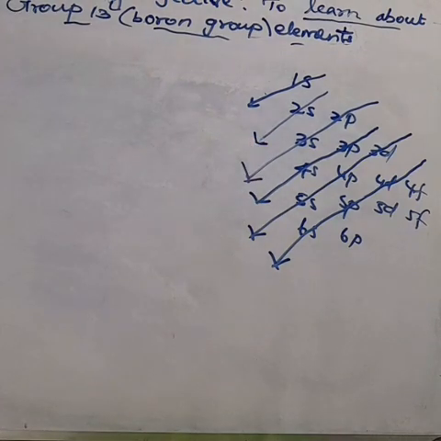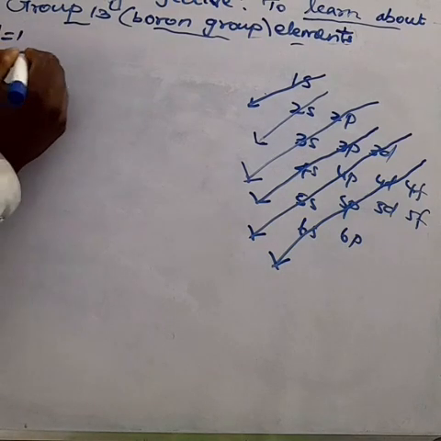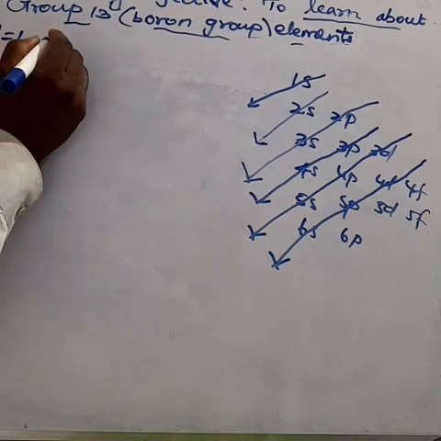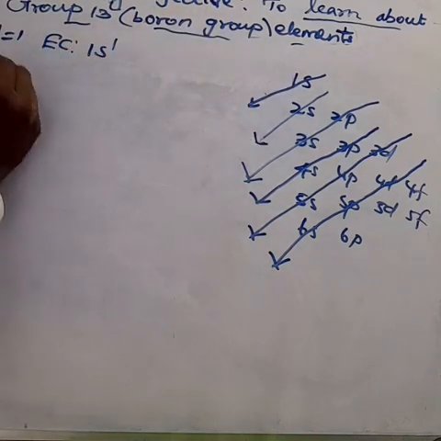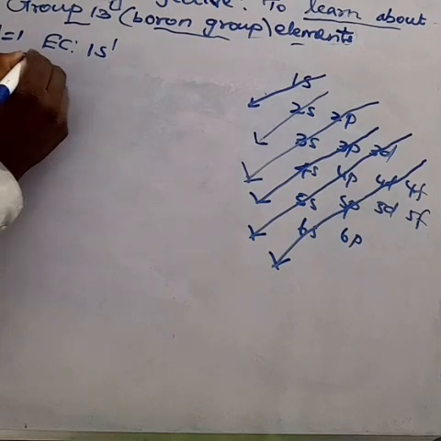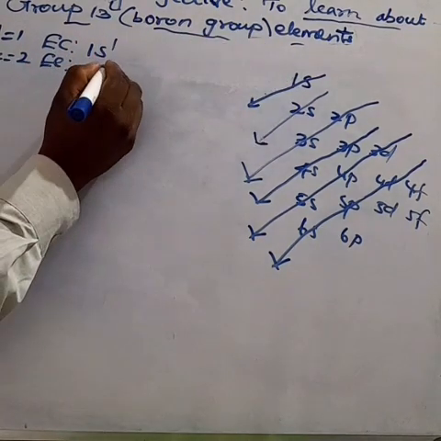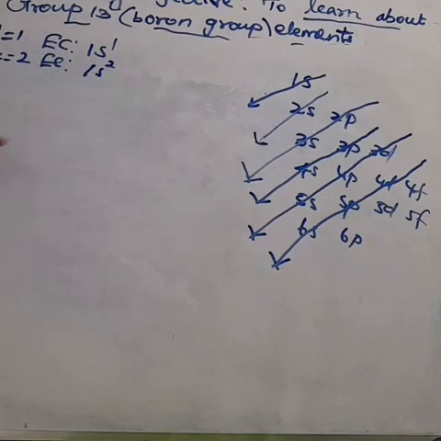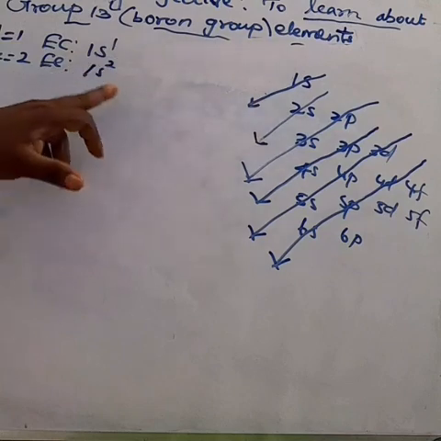Now, first one, hydrogen. How will you write the hydrogen? The atomic number of hydrogen is 1, so the electronic configuration is 1s1. Second one, helium. In the s subshell, the maximum number of electrons is 2, so we can accommodate 2 electrons in the 1s subshell. So 1s2.